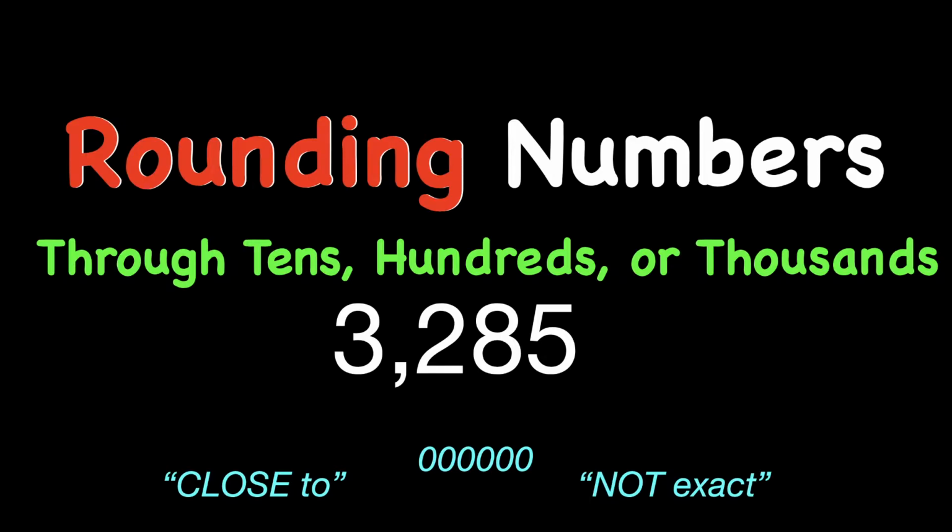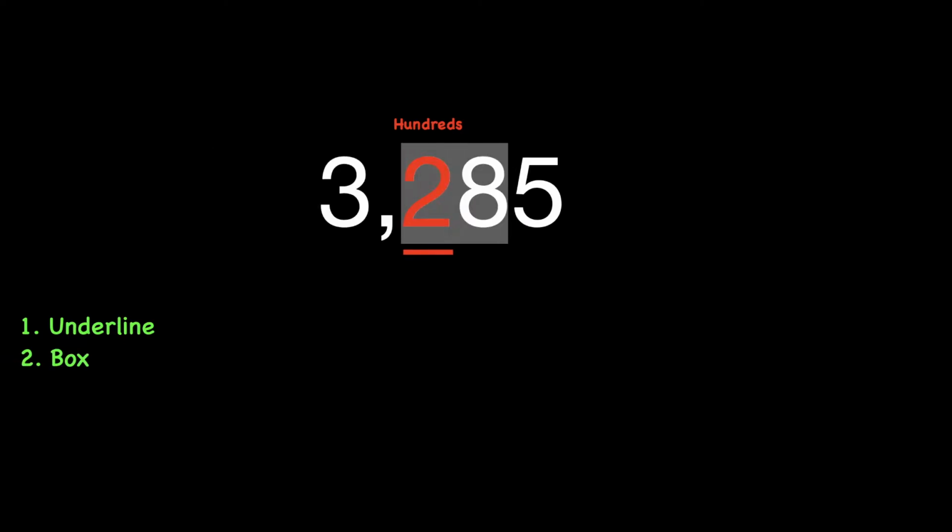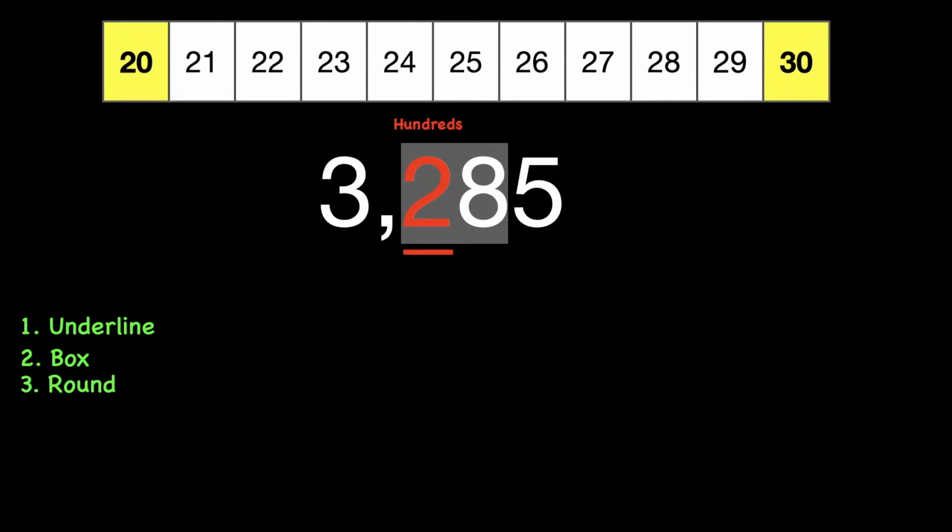Our first step is we need to determine which place value we are rounding to. So let's, for this example, do hundreds. In 3,285, the 2 is in the hundreds place value. So our first step today would be to underline the place value that we want to round to. Then box: we're going to box that digit and the next digit over. Then we're going to take the number in the box and round it to the nearest 10.